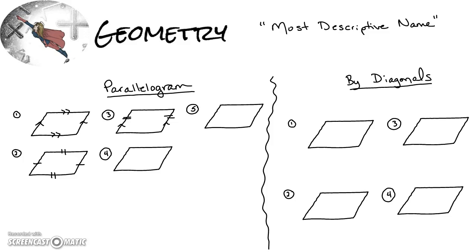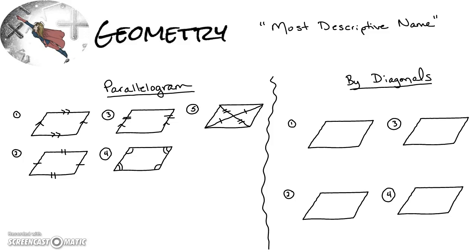Again, if they mark opposite angles congruent, like those two and those two, again, it's a parallelogram. And then the final thing is if the diagonals bisect each other, you'd see a marking like that, and then like that. So again, it's a parallelogram. So if you see any of these 5 markings on a picture, the most descriptive name would be a parallelogram.